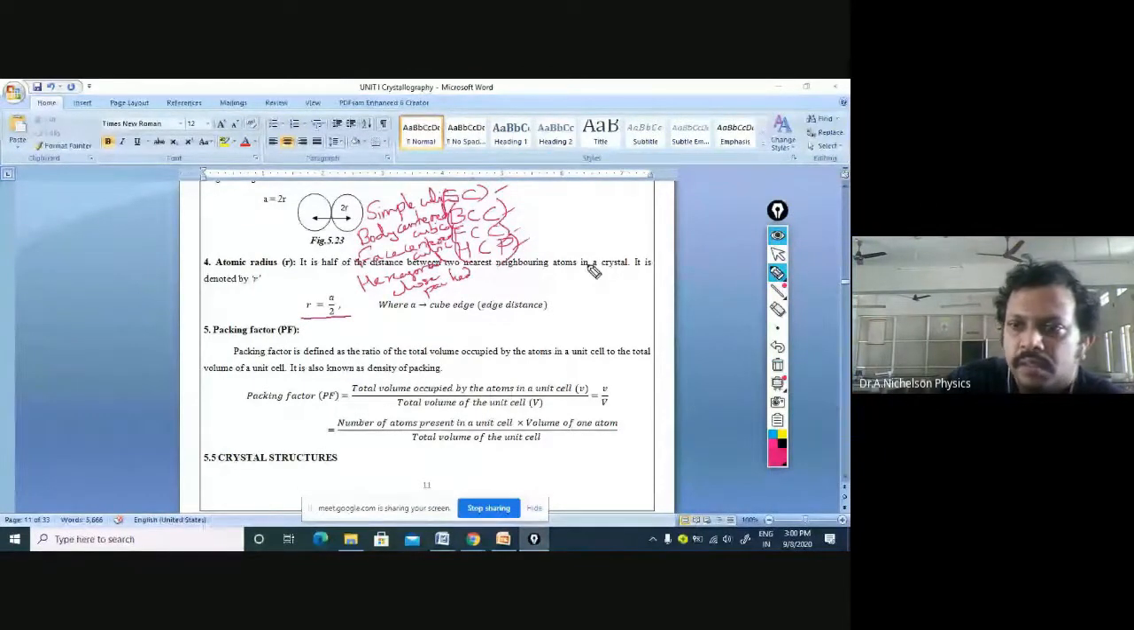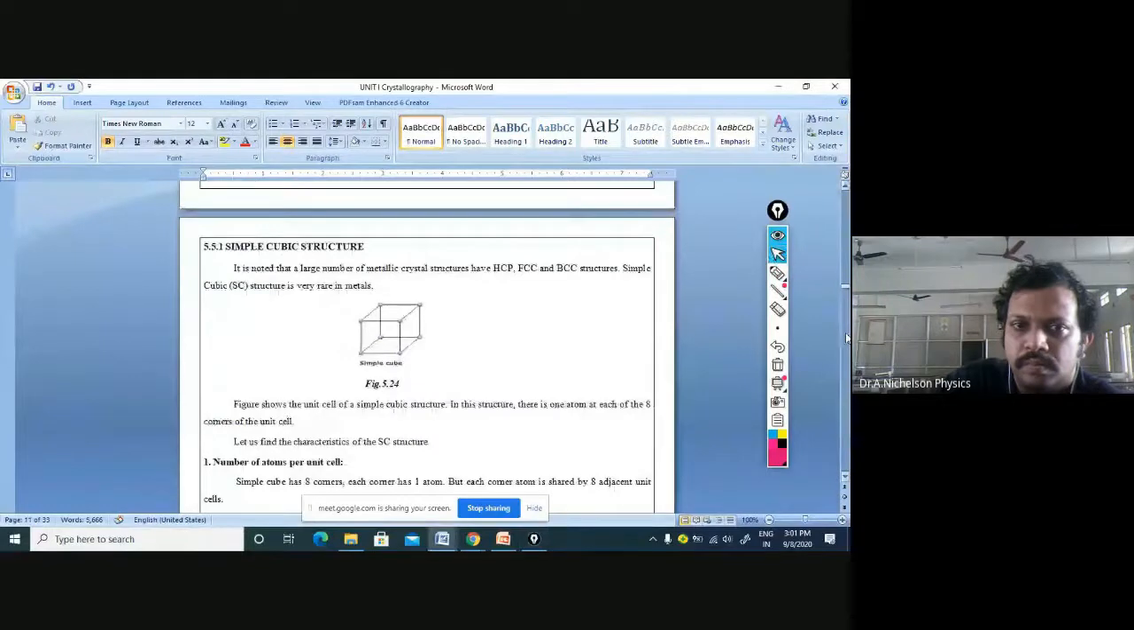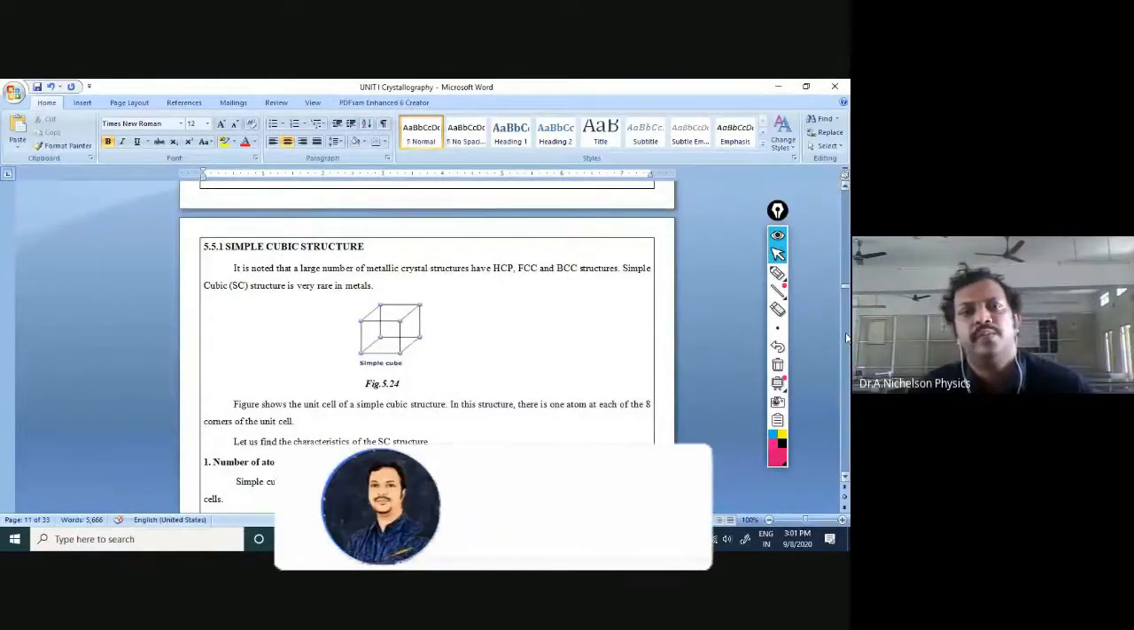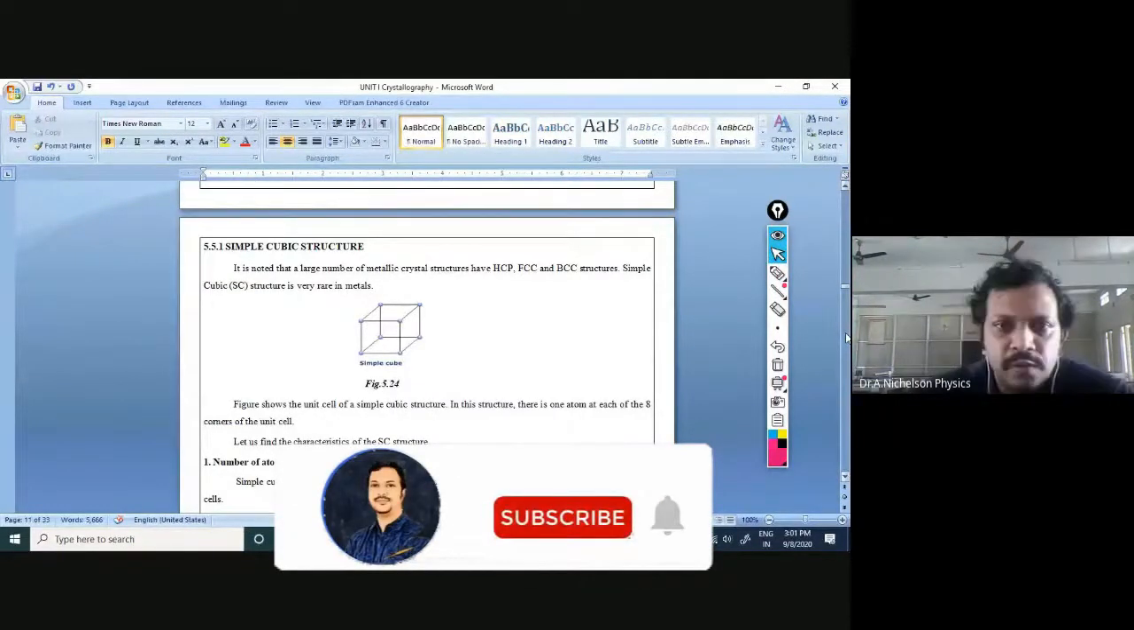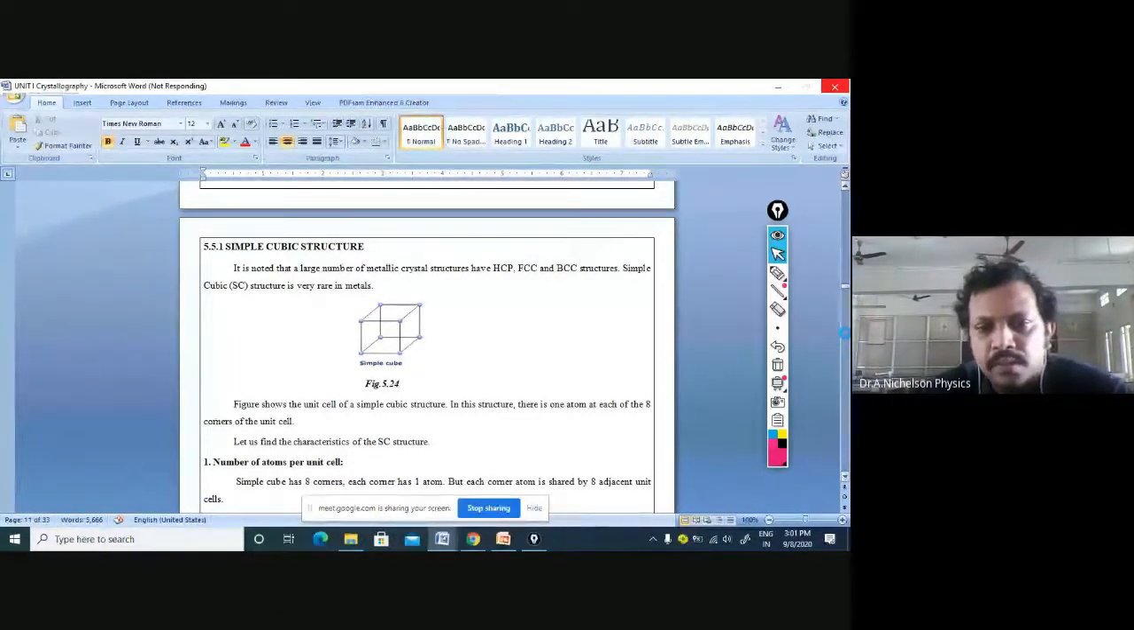I think you have written this: simple cubic SC, then body centered cubic BCC, face centered cubic FCC, and hexagonal closed pack structure HCP. Okay, so these are the different crystal structures we are going to study now. Okay, so let us see one by one. So today we are going to study about the simple cubic structure and body centered cubic structure.